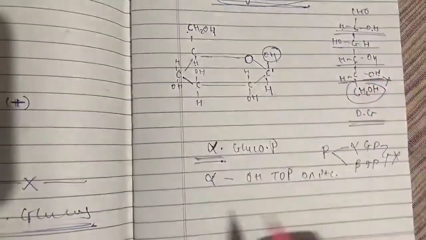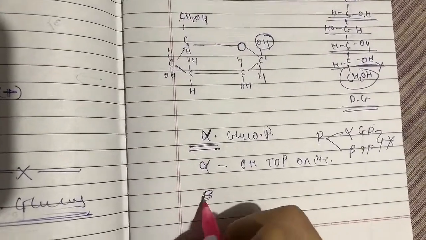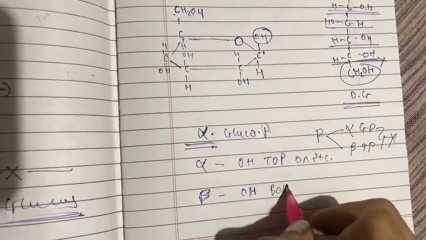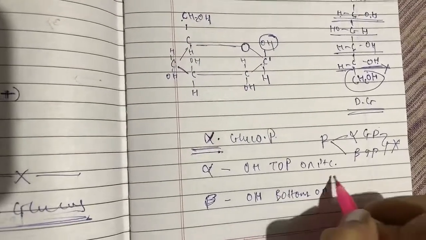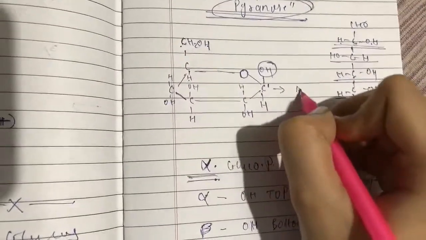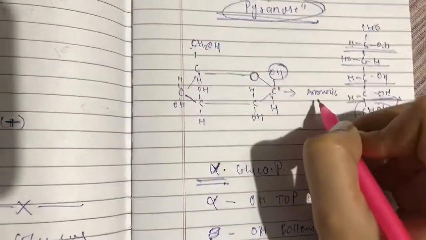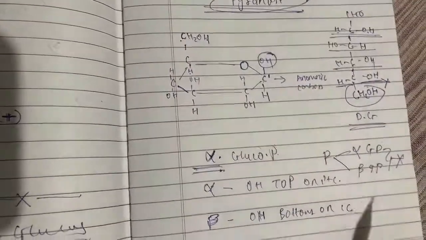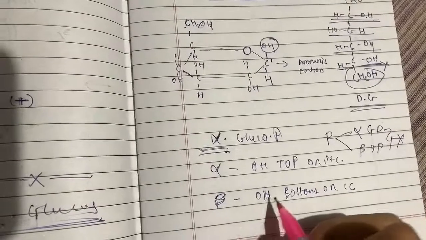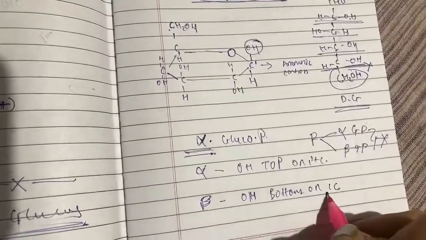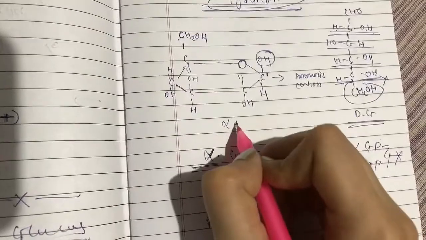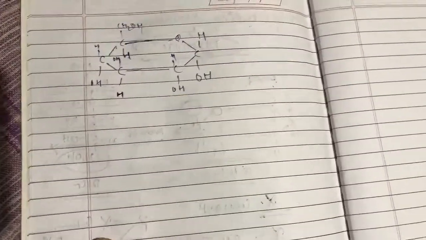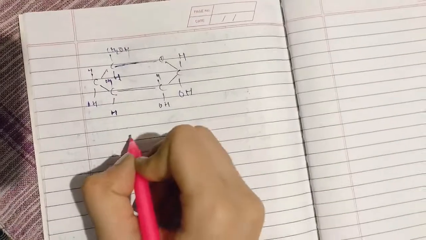This is our first carbon. And when comes about beta, what you have to keep in mind is that OH group comes at bottom on first carbon. This carbon is known as anomeric carbon, but it will go a little difficult for you to remember. That's why I'm naming it as first carbon for your simplest understanding. Now for beta we will place OH group at bottom on the first carbon. So this is our alpha glucopyranose. Now I'll show you the structure of beta glucopyranose.